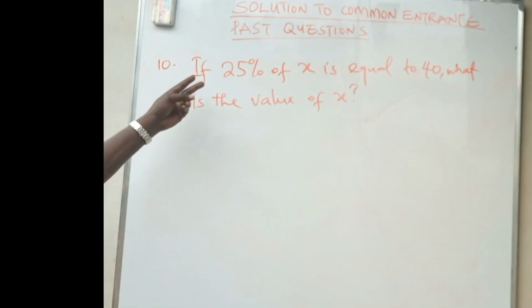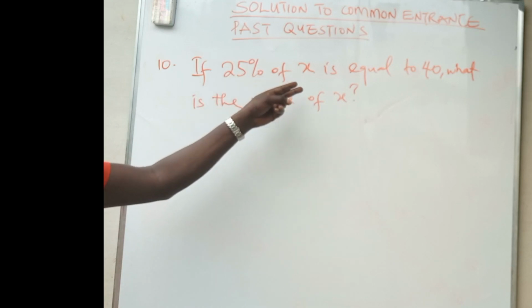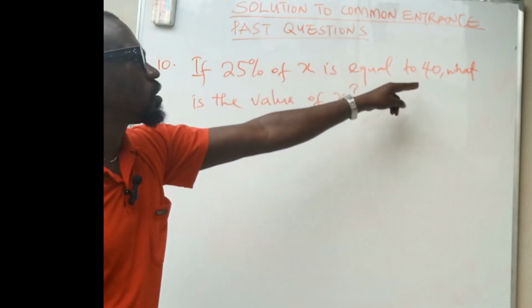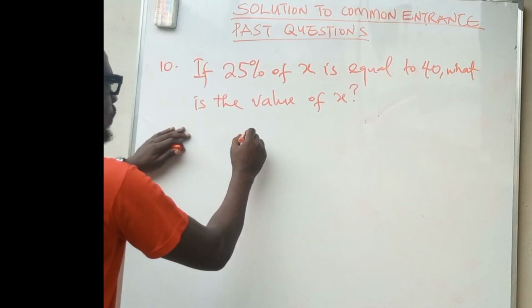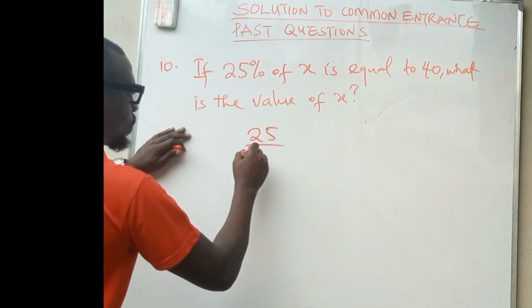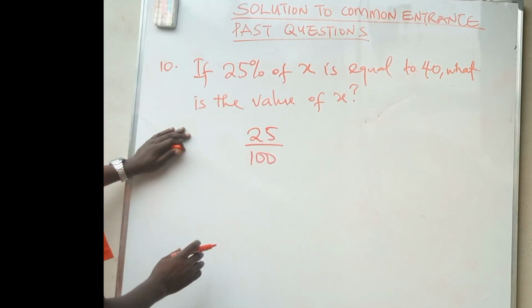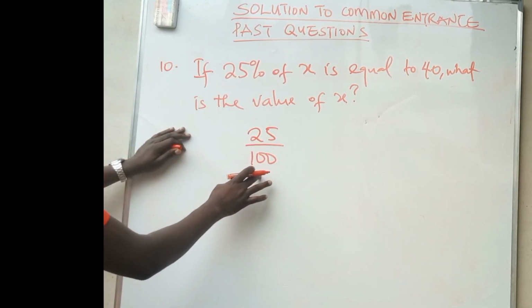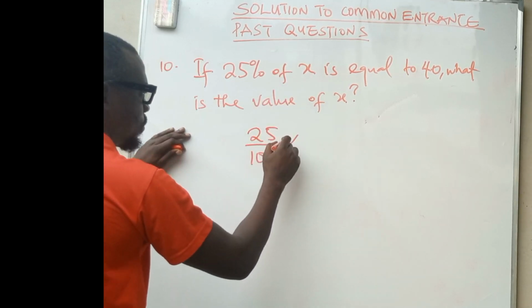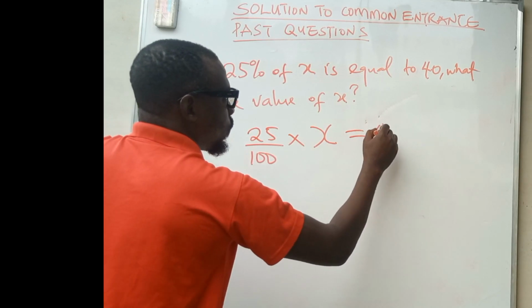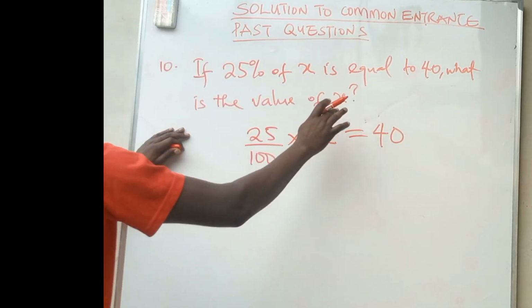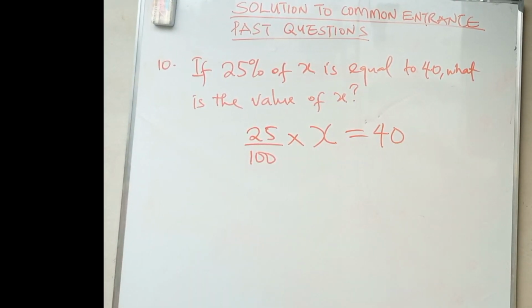If 25% of x is equal to 40, what is the value of x? 25% can be written like this, of x, of means times, is equal to 40. What is the value of x?